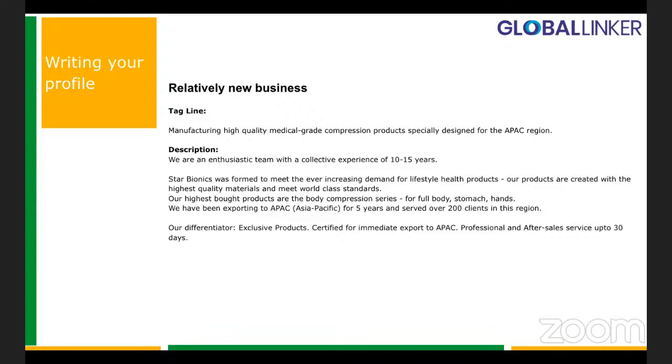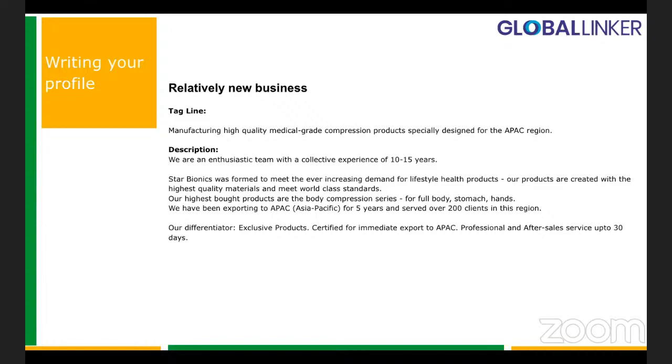Your tagline can simply say, we are manufacturers of high quality medical grade compression products, specially designed for the APAC region. So the buyer here instantly knows that we are actually for the APAC region. And if I'm in the APAC region, then great, I can go ahead and have a dialogue with this company. But if I'm not, maybe it's time for me to look for another profile as well. So the more concise and the more clear you make your business proposition, the more you will get the right kind of buyers as well.